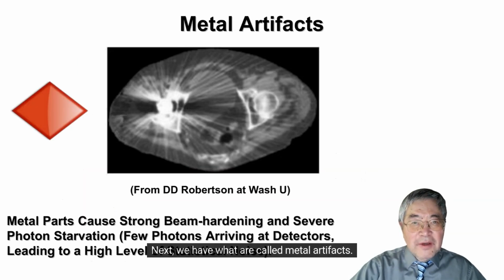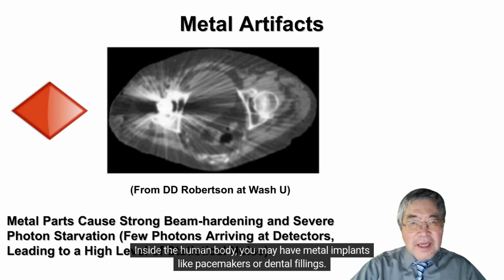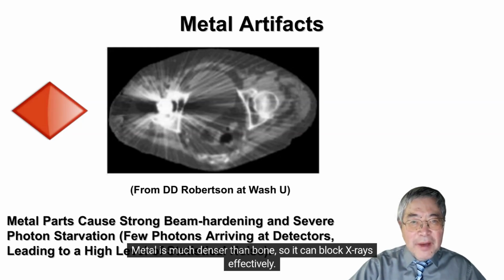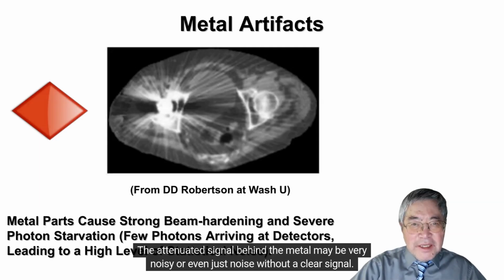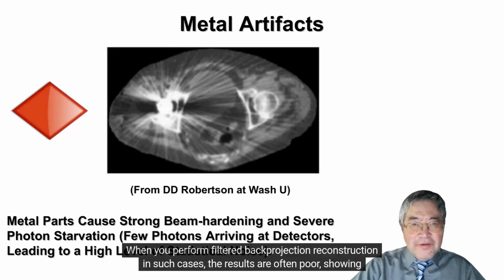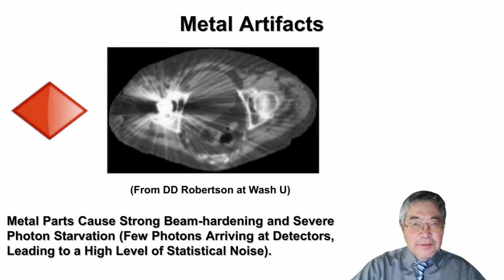Next, we have what are called metal artifacts. Inside the human body, you may have metal implants like pacemakers or dental fillings. Metal is much denser than bone, so it can block X-rays effectively. Because of this, X-rays cannot penetrate metal implants well. The attenuated signal behind the metal may be very noisy or even just noise without a clear signal. When you perform filtered back projection reconstruction in such cases, the results are often poor, showing streaking artifacts.